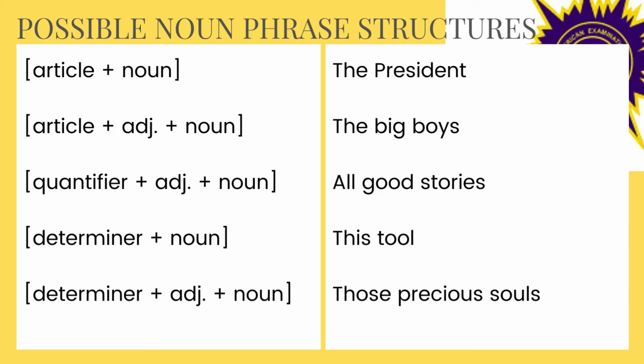The next structure is made up of a determinant plus a noun, as in the example, this too. This is a modifier helping to lay emphasis on too. Our next structure is made up of a determinant plus an adjective plus a noun, as in the example, those precious souls. The determinant and the adjective are both modifiers or qualifiers, helping lay emphasis on the noun souls.